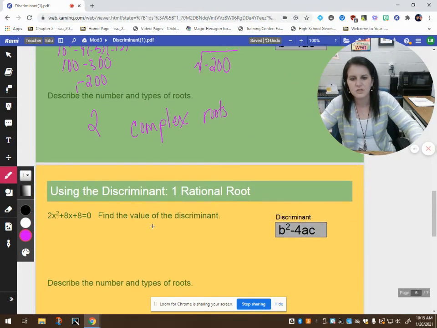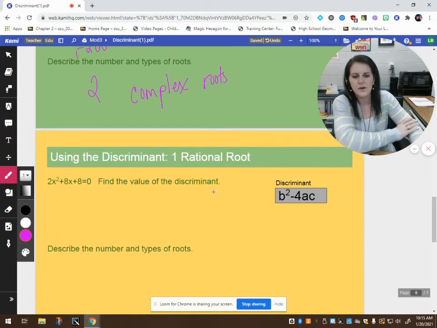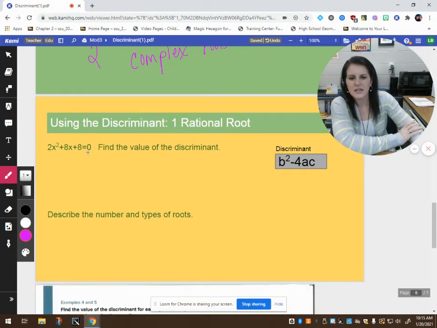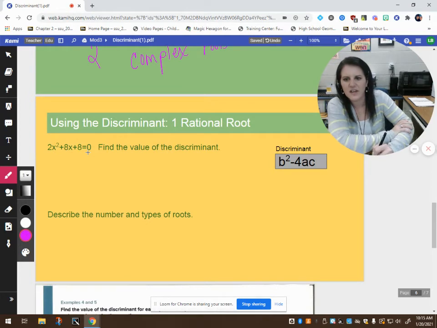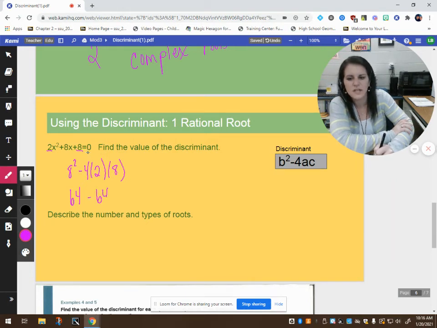All right, so using the discriminant, let's look at it. Again, b squared, so I've got 8 squared minus 4 times a times c. My a is 2, my c is 8. So 8 squared is 64. 4 times 2 is 8. 8 times 8 is 64. 64 take away 64 is 0. So underneath the square root symbol, I have a 0.